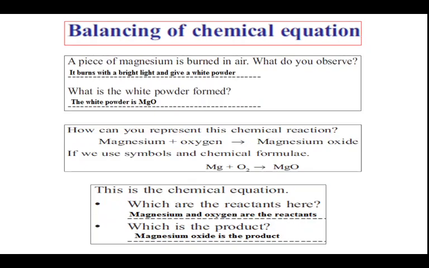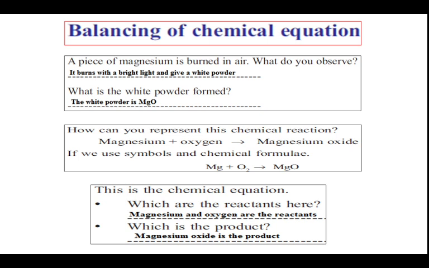Now, let's see what is balancing of chemical equation. Let's start with a reaction. A piece of magnesium is burned in air. What do you observe? It burns with a bright light and gives a white powder. What is that white powder? The white powder is magnesium oxide.